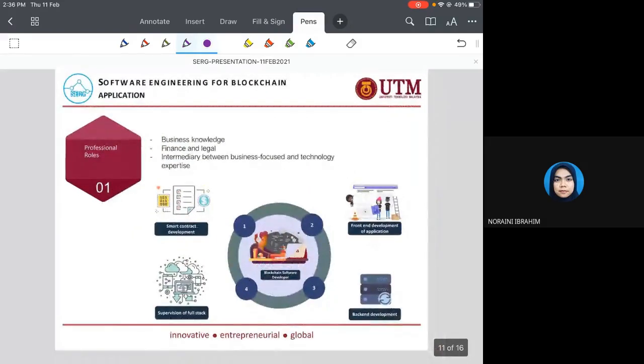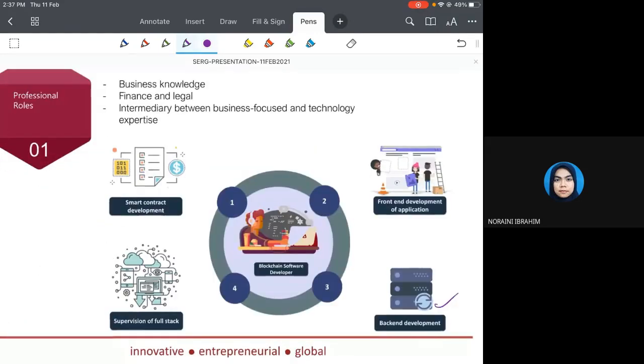Okay, the first one is the professional role. This is the requirement for being a blockchain software developer. You need to know about the back end, of course, how to program the blocks, the smart contract and so on. And then you need to be a very good front-end application developer. And then you need to know about smart contract development. This concept is very important that you need to know. And then you need the whole thing. We call it the full stack.